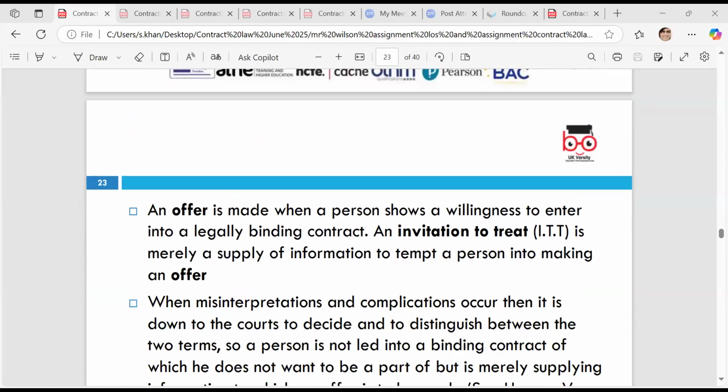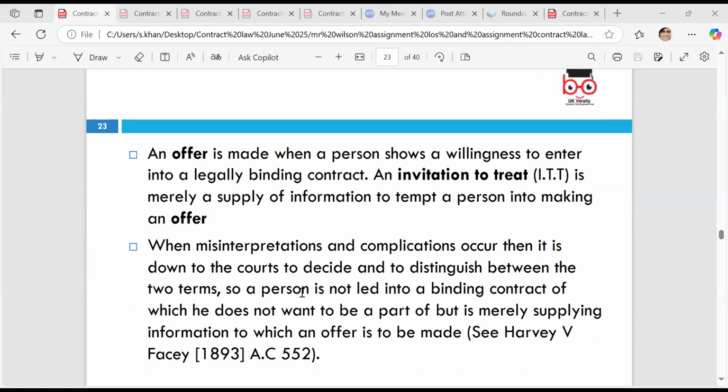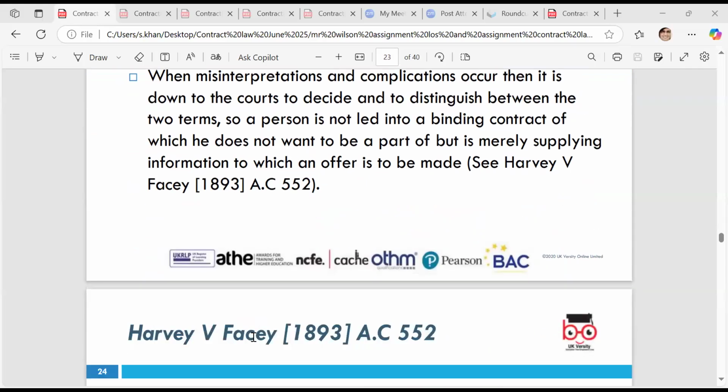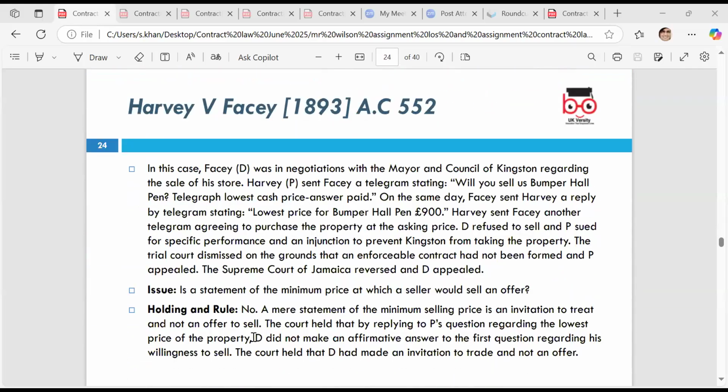An offer is made where a person shows a willingness to enter into a legally binding contract, whereas an invitation to treat is merely a supply of information to tempt a person into making one. There will be misrepresentations and mistakes in a contract which make it not legally binding. A really famous case in regards to that is Harvey and Facey, 1893, which looks at the facts of the case in that slide, the issue identified and the ruling. So have a read of that in your own time as well, please.